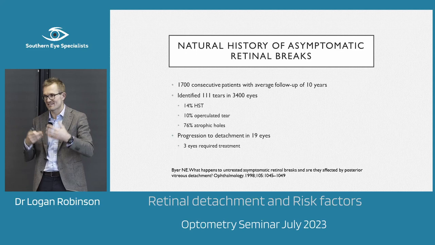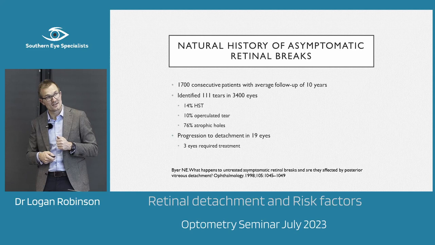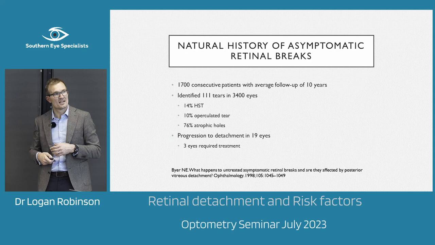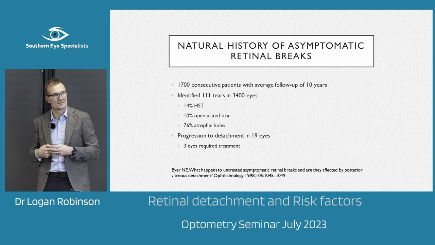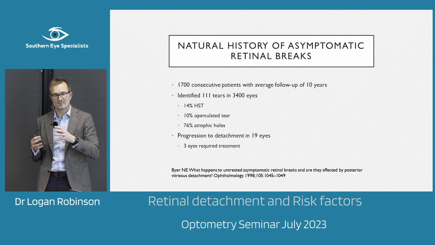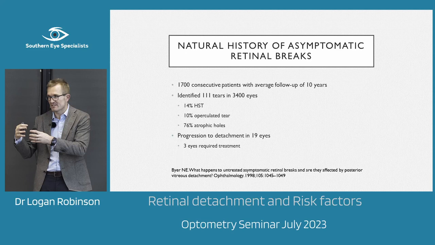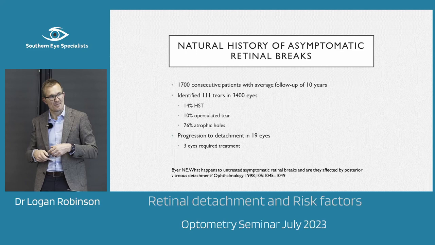So he had 1,700 people that he saw, and he found 111 tears. These were asymptomatic tears just on his routine exams. Quite a few were horseshoe tears, but mostly they were those atrophic holes, so these are usually your myopic patients. Of all of those tears, 20 progressed to a detachment, but almost all of them were those atrophic myopic holes. They were slow moving, very small detachments that he didn't even treat because they weren't bad enough to require it. But three required treatment.